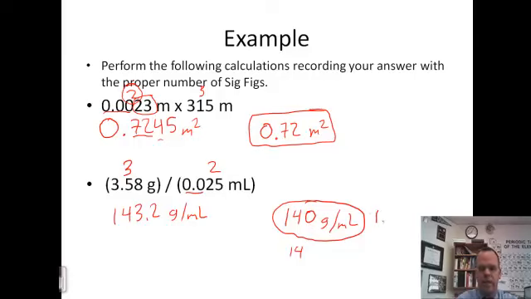You could also write this answer in scientific notation if you wanted to not worry about zeros. 1.4 times 10 to the second grams per milliliter. Scientific notation will work in all cases for writing the correct number of significant figures. You don't have to worry about zeros as much with scientific notation.